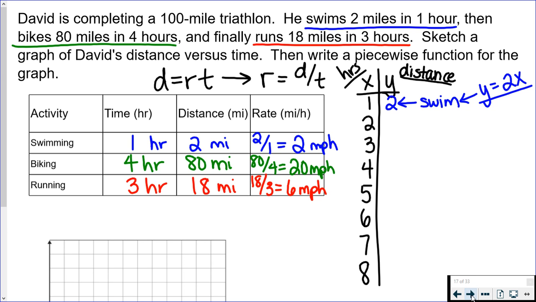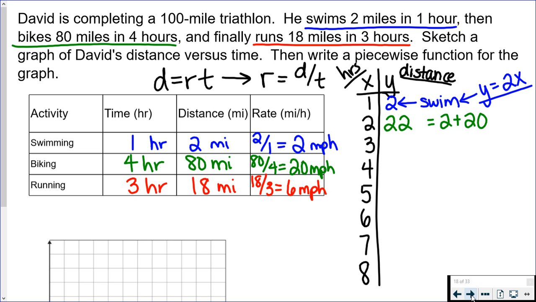The remaining pieces take some more work. Not necessarily more difficult, they just take more work than what I just did with that one. So for the next 4 hours, he's biking, which means hours 2, 3, 4, and 5. If he's going 20 miles per hour, that means you are adding 20 miles for the next hour of this triathlon. And in the next hour, he's biking.